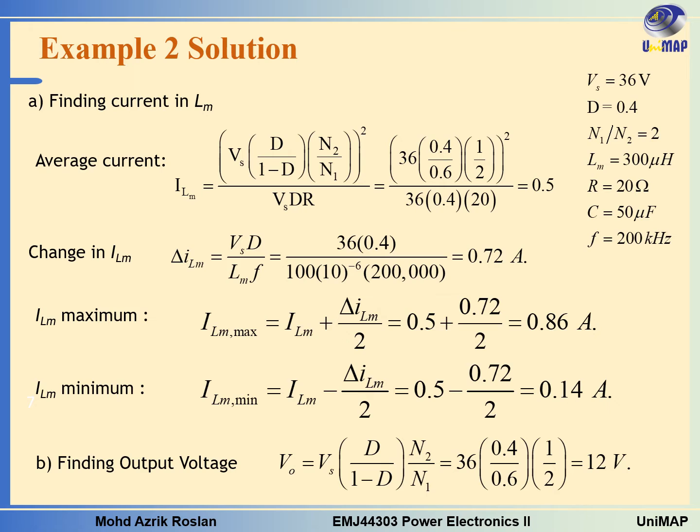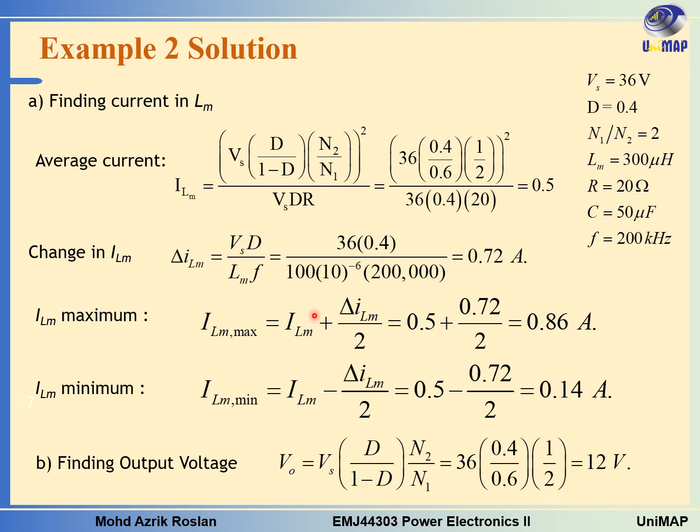For the solution, you have to find the current in LM. You have the equation for average current, but in this equation you don't have the output voltage, so you have to use this long equation here, and then you will find the ILM. The average ILM equals 0.5. For the delta ILM, you use this equation, and you will find the answer for delta ILM is 0.72.